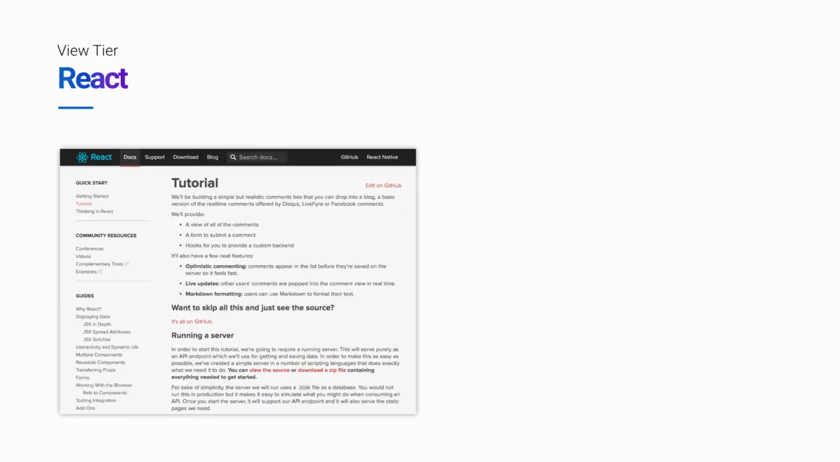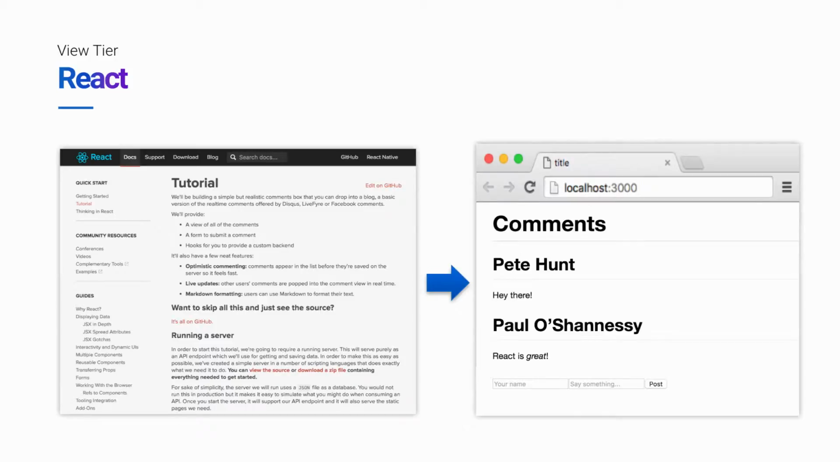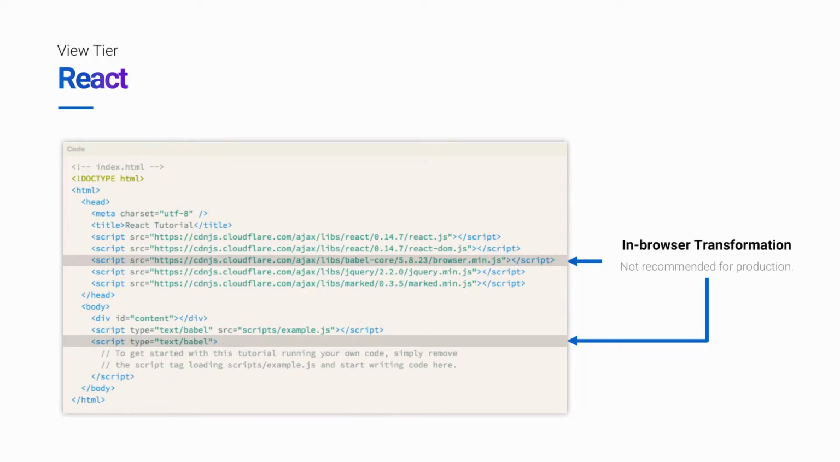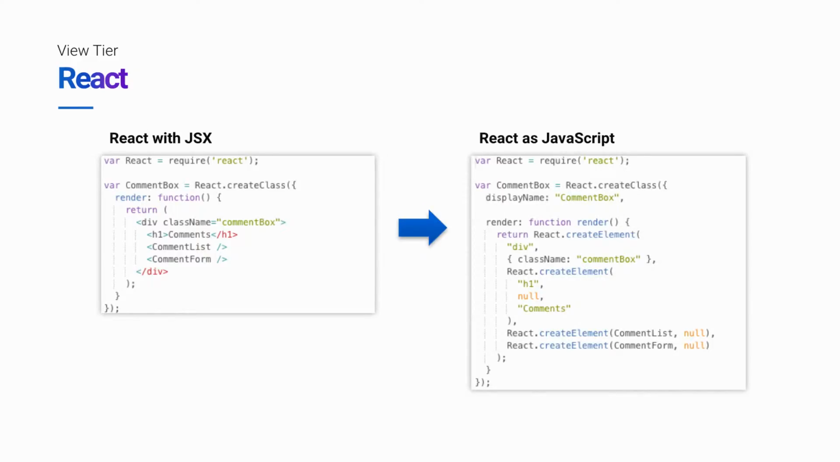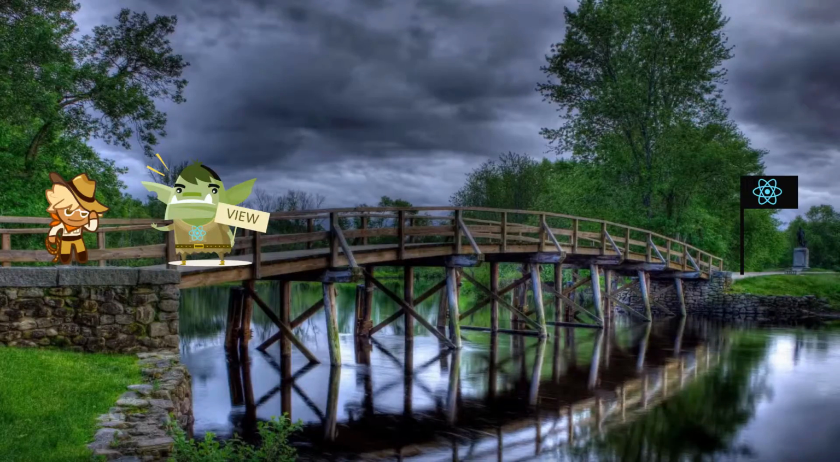So in order to learn React, we're going to start by navigating to the React website. And when we do, we'll find this tutorial. And if we follow it, we'll end up building this nifty commenting app that we can play with in the browser. But this tutorial takes a shortcut in order to simplify the beginner's experience, which is that it uses an in-browser transformation to convert the JSX code to JavaScript that the browser can understand.